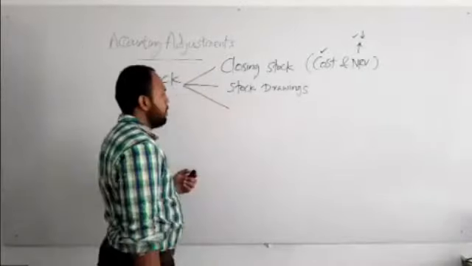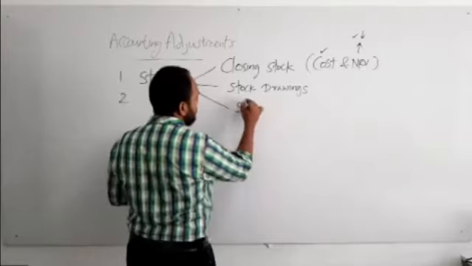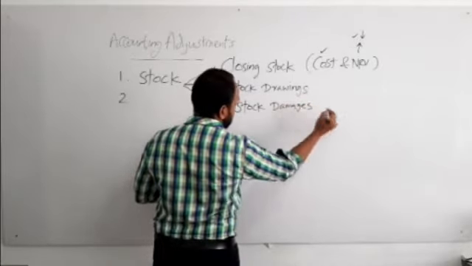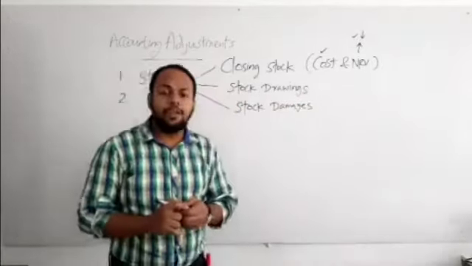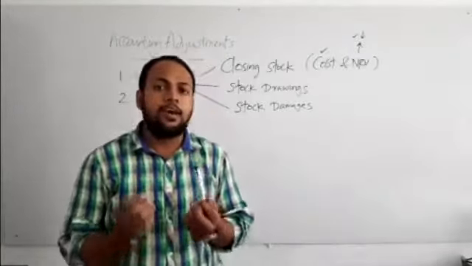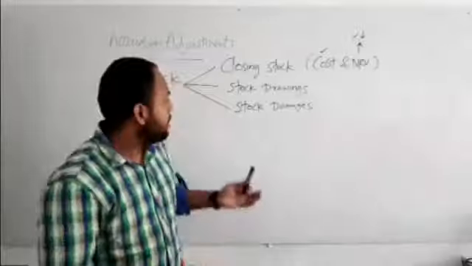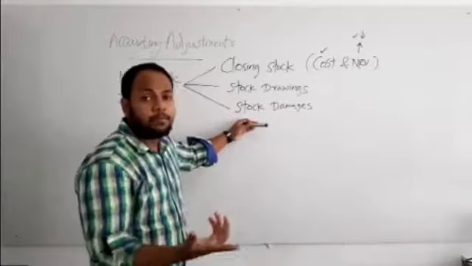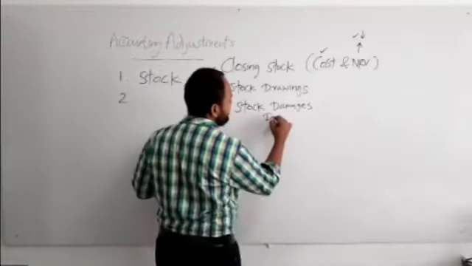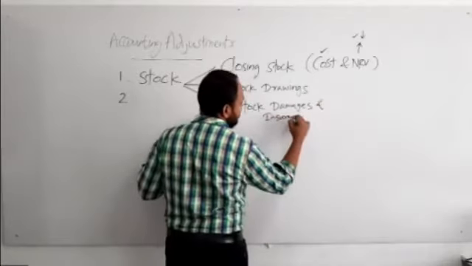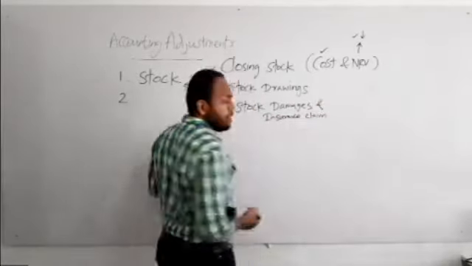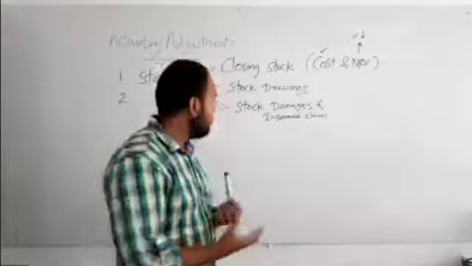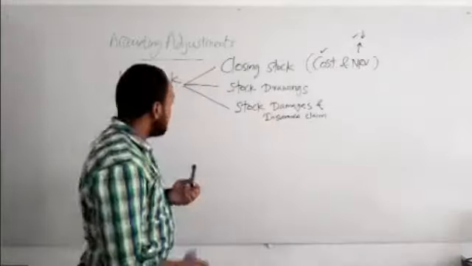Then there can be stock damages. Maybe due to a fire or a flood or any other natural disaster, there can be damages in our stock. So we have to remove that from the account. And also sometimes there can be an insurance claim for this damage. 80% we receive as insurance claim. Only 20% is our loss. So we will do the stock damages and insurance claim.